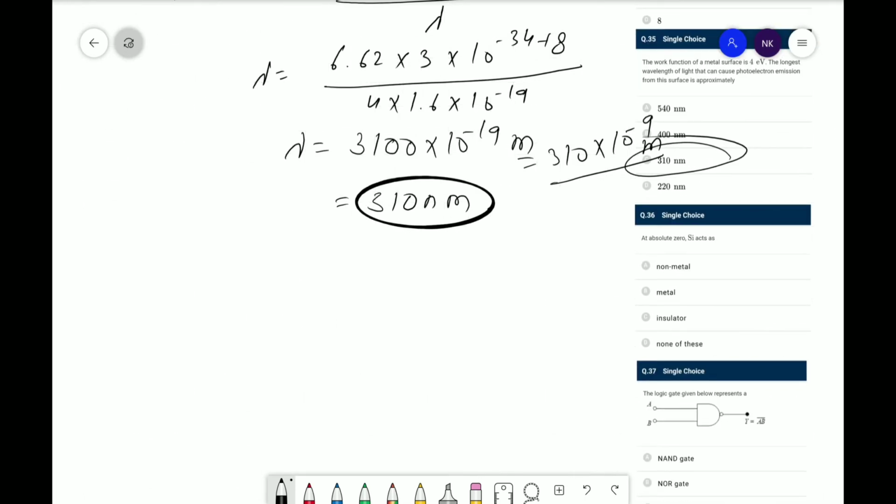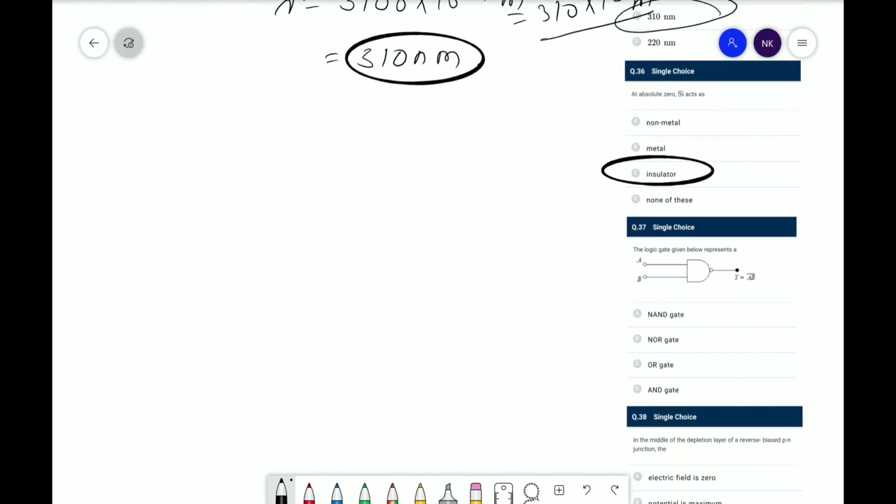At absolute zero, silicon acts as what? At absolute zero, silicon or germanium will not produce any potential difference. Therefore you can say there is no transfer and no vibrations of the electrons. Hence, if there is no vibration of the electrons at absolute zero, then they will be known as an insulator.